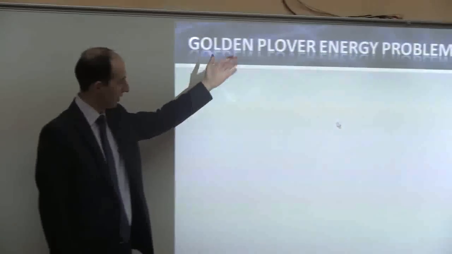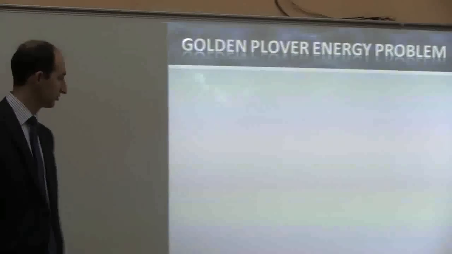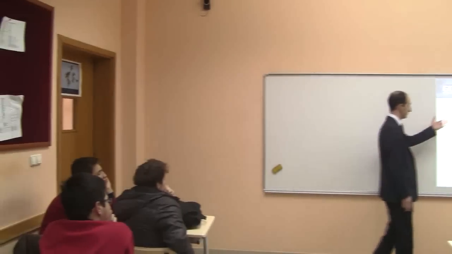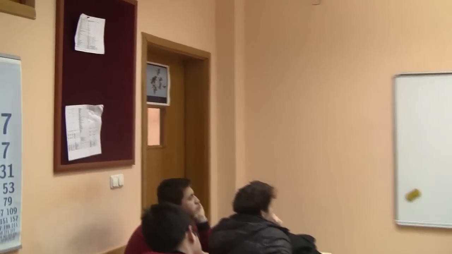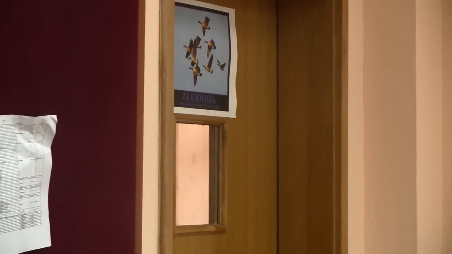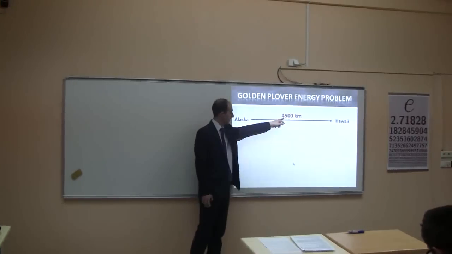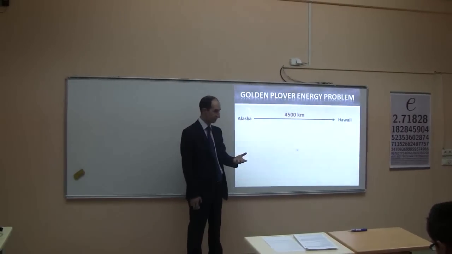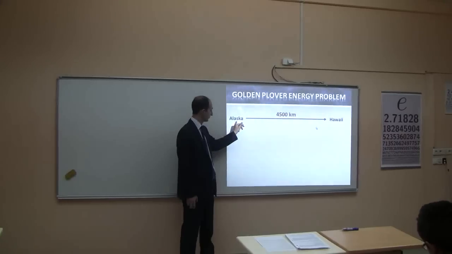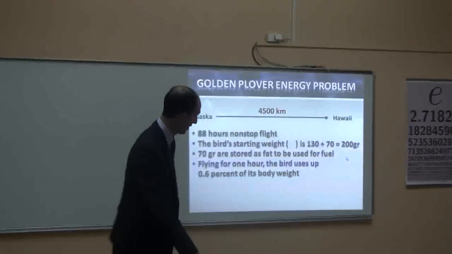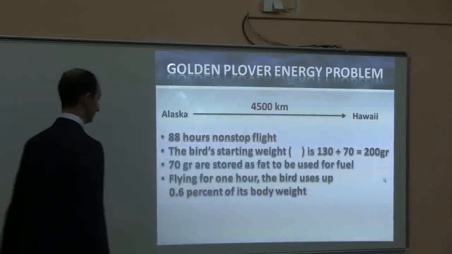Now, the golden plover energy problem. Today, we will try to solve this problem. But remember, we have some data, information, which are given to us. So, let us remember the question. Now, our question is this: from Alaska to Hawaii, a 4,500 kilometer journey. The golden plover flies from Alaska to Hawaii, and this flight takes 88 hours, non-stop.